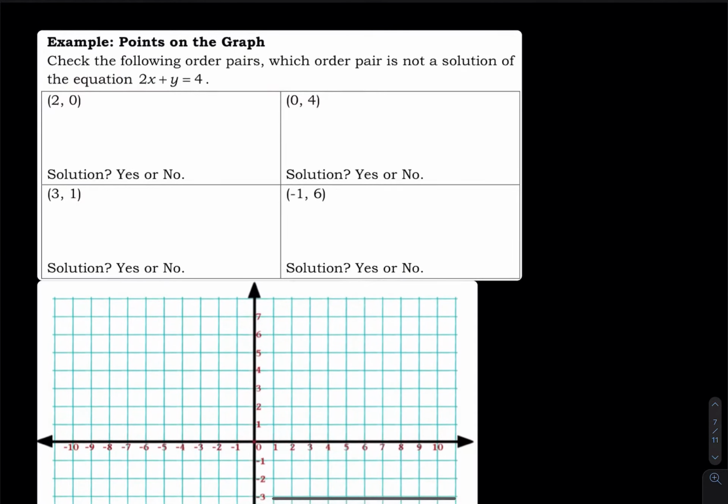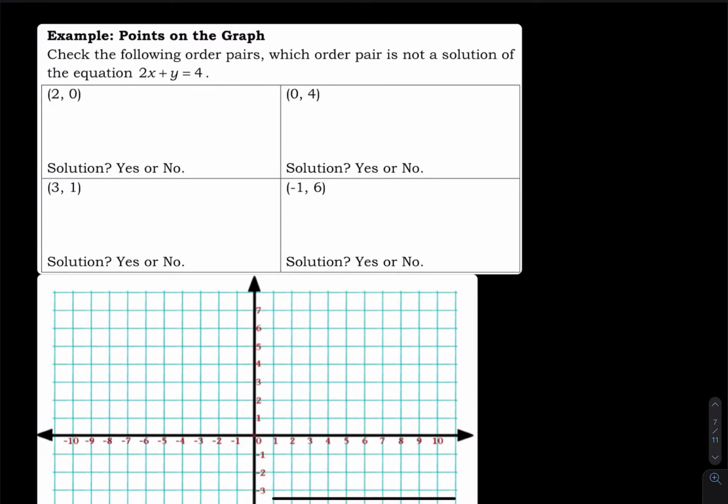So this one, I have an equation 2x plus y equals 4, and I want you to check these 4 ordered pairs, and then I want you to sketch the graph of the equation for me. So let's check the first one.